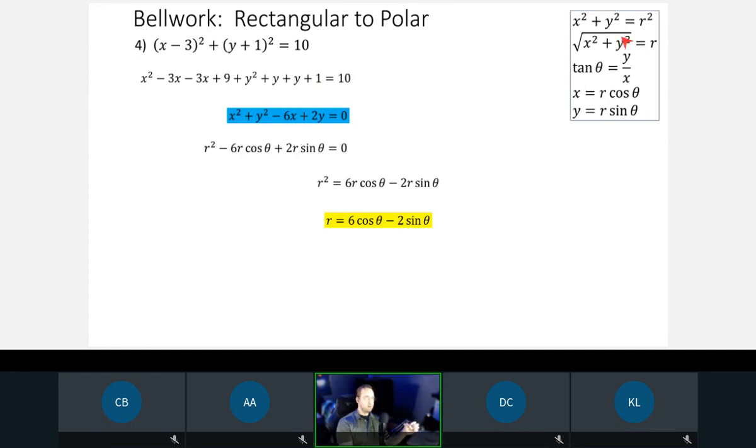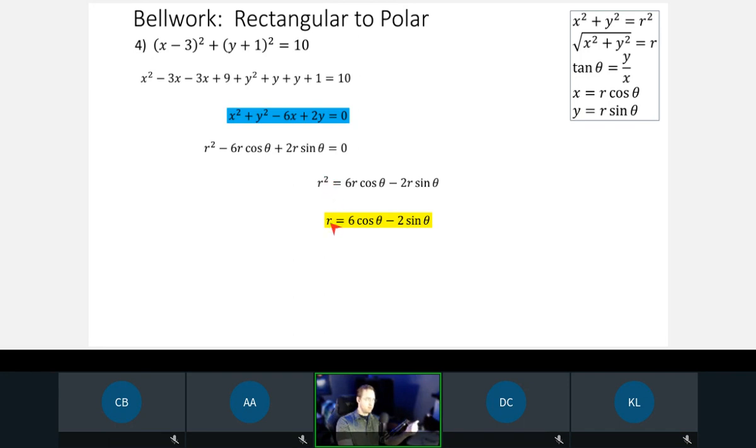We know from yesterday that whenever you have x squared plus y squared, it becomes r squared. So I have that here. X becomes r cosine theta, y becomes r sine theta. And then once you are here, what we are going to do is move these two terms to the right. So I added this and I subtracted this to get here. And then from this step to the last step, I divided everything by r.